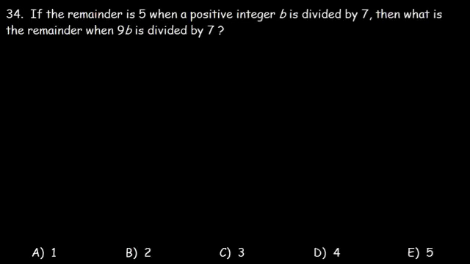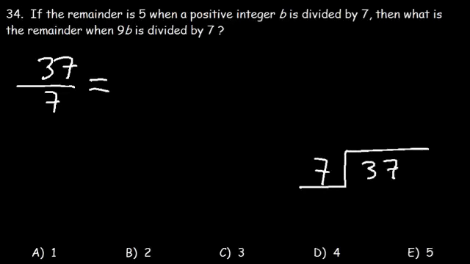34. If the remainder is 5 when a positive integer b is divided by 7, then what is the remainder when 9b is divided by 7? So before we solve this problem, let's go over an example situation. So let's say if we wanted to divide 37 by 7. So if we were to use long division, we can see that 7 goes into 37 5 times. And we can see that 2 is a remainder.